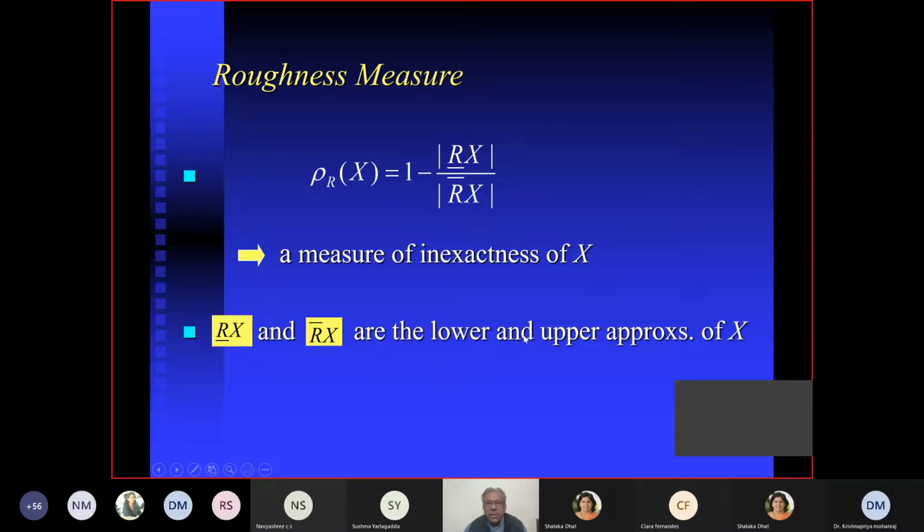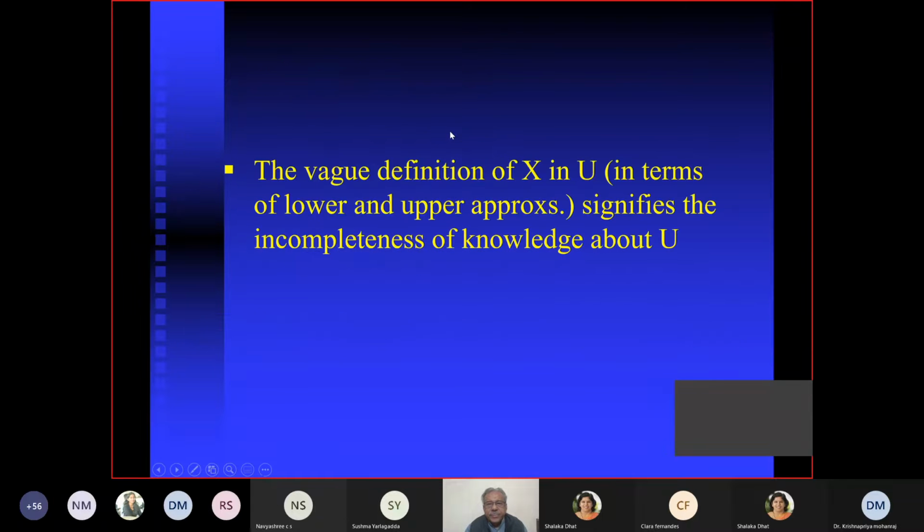So the lower and upper approximation, and this vague definition of X, as I mentioned before, I'm again repeating, the vague definition of X in the universe U in terms of lower and upper approximation signifies the incompleteness of knowledge about U. Why incompleteness? Because you have made it granulated with respect to some relation, and you have used a subset of the feature set. You do not know all the features. If you had known all features, then this approximation would not have been there.